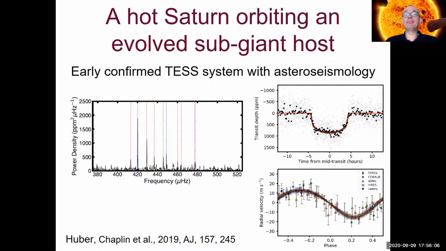By combining all these data, we were able to provide a measurement of the absolute size of the planet from the transit data, combined with the absolute size of the star. And we could also measure the absolute mass of the planet from the Doppler wobble data, combined with the mass of the star inferred from the asteroseismology analysis. And we're now starting to do this on more systems.